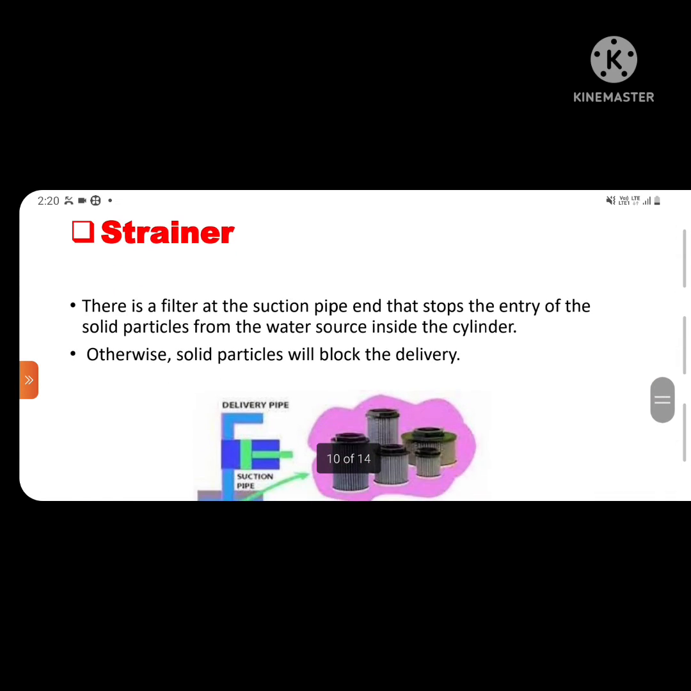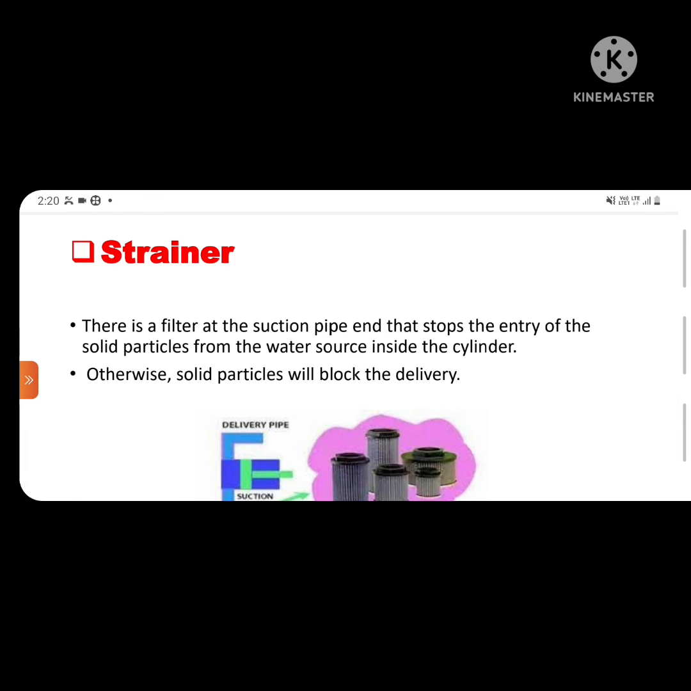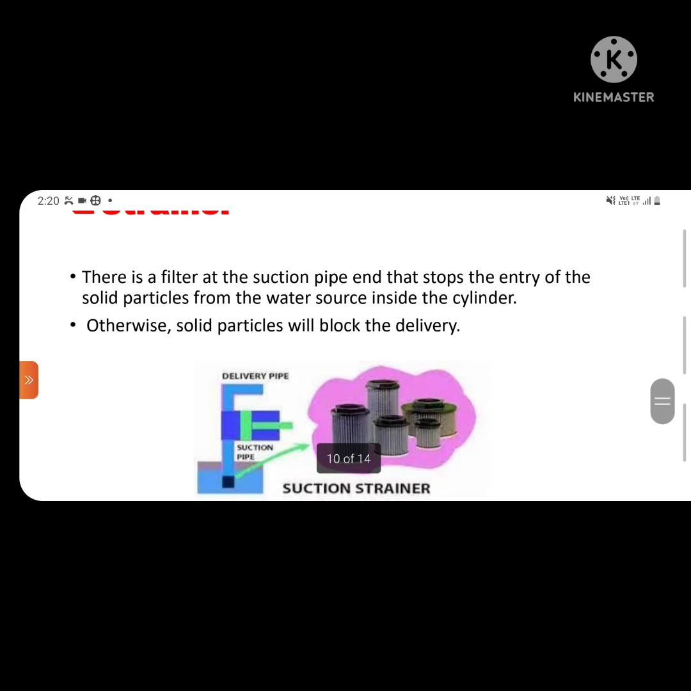Strainer. This is also one of the important parts of the reciprocating pump. This is a filter at the suction pipe and stops the entry of solid particles from the water source into the cylinder. Otherwise, solid particles will block the delivery.